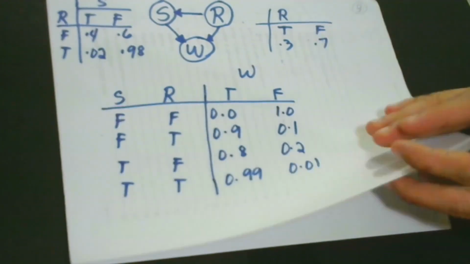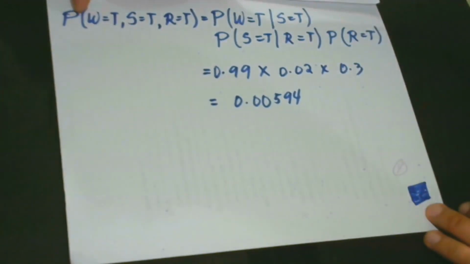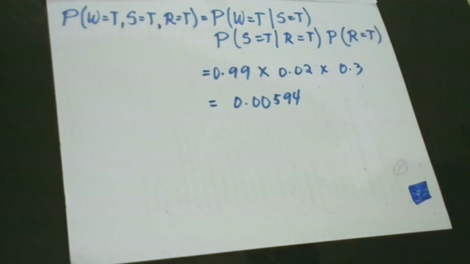Okay, so using these values we can make some predictions. Let's find the conditional probability of W equal to T, S equal to T, R equal to T. So what we're looking for here is everything being true. So we have the probability of W equal to true given that S is equal to T, times the probability of S equal to T given that R is equal to true, and times the probability that R is equal to T.